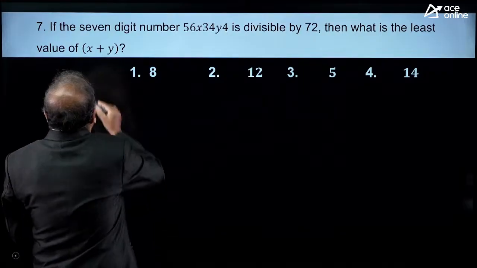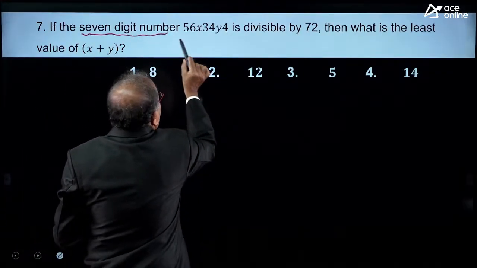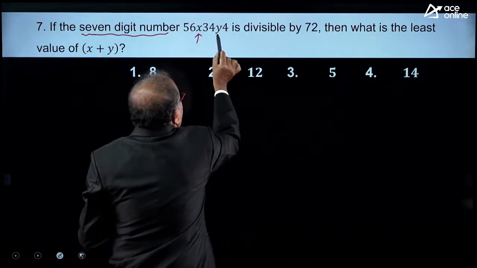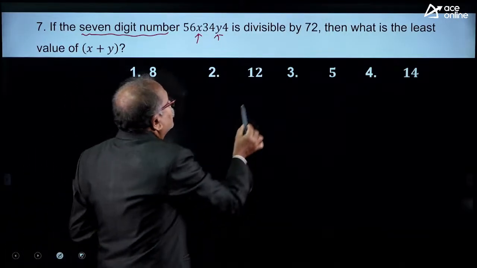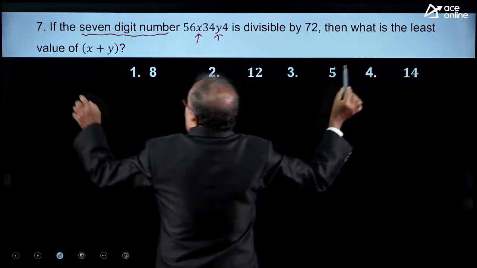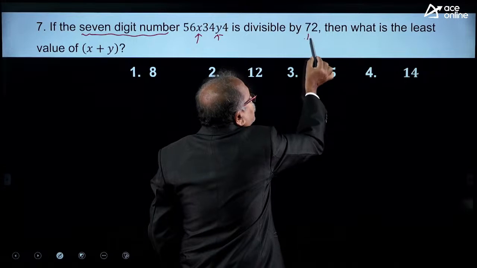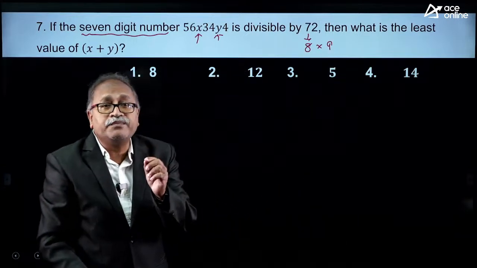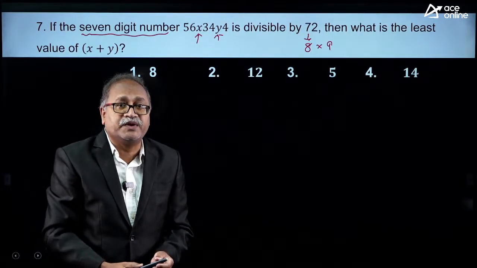Okay. Look at this one: this given number is a 7-digit number, whereas there are 2 missing digits denoted by x and y. Now it is divisible by 72, then what will be the least value of x and y? What is the divisibility rule of 72? It can be written as 8 into 9, where 8 and 9 are co-prime. I am not discussing the very fundamentals, it is a practice class, my dear friends.